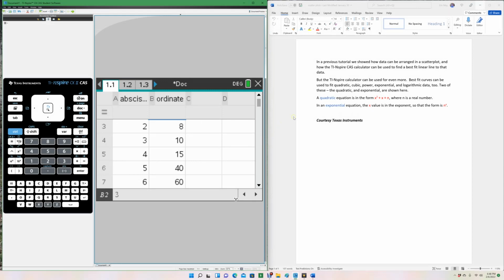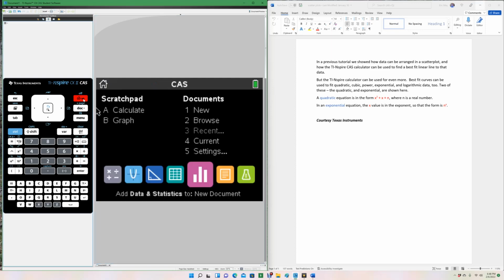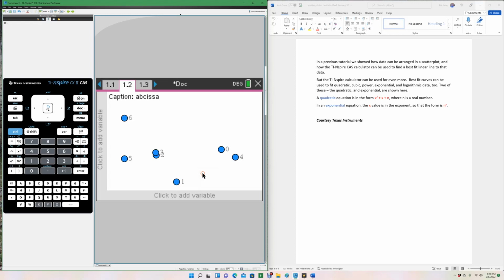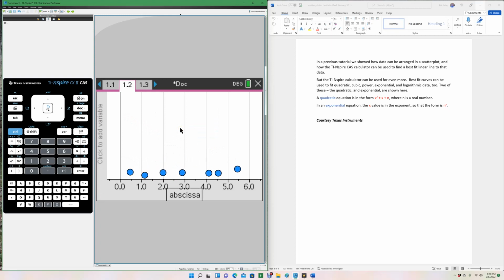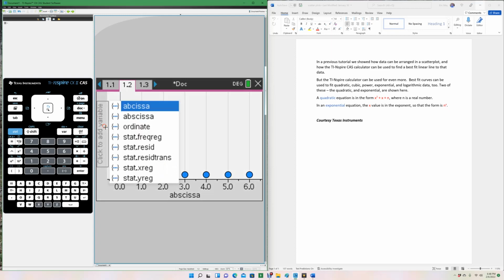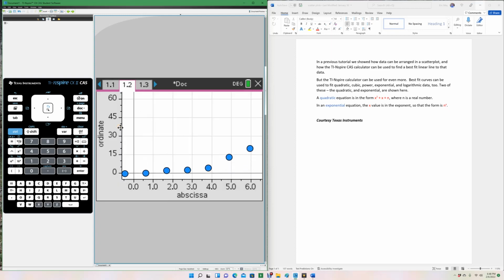In an exponential equation, the x value is in the exponent, so that we have the form n to the x power, where n is any real number. So back again over here, I have another list of data to use to find the best fit line to. So we're going to remember to go to the on button and graph, and we're going to click here for the abscissa, the x-axis, and here just as before, the ordinate for the y-axis.